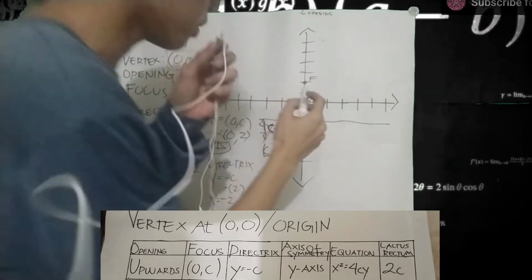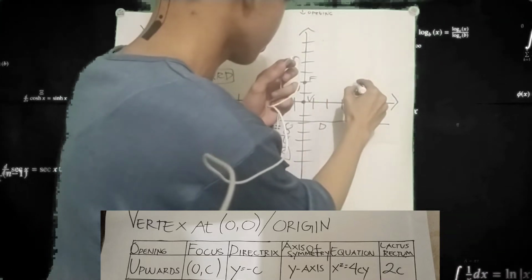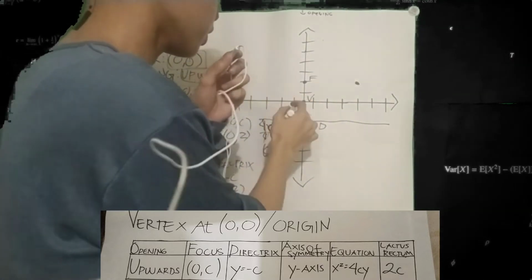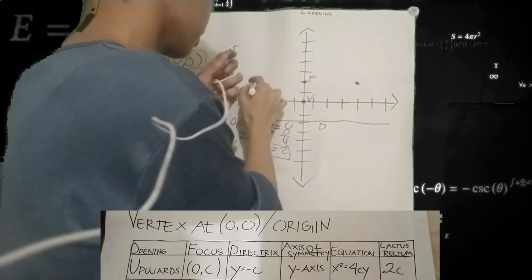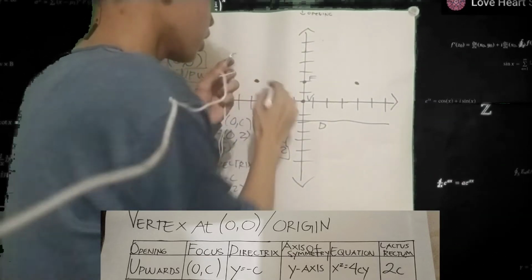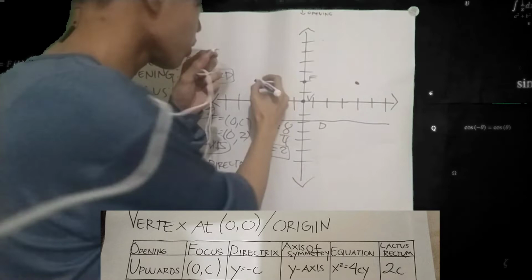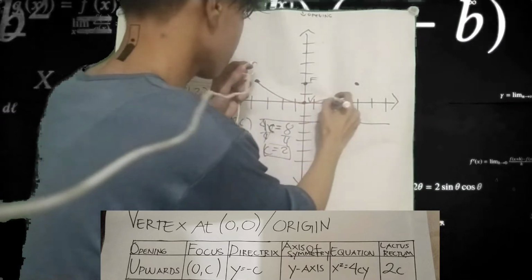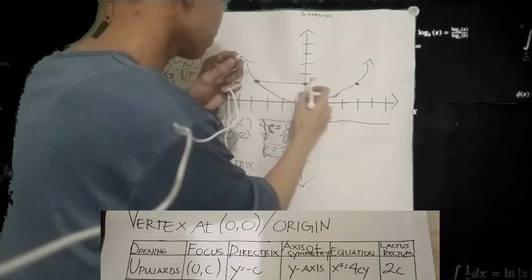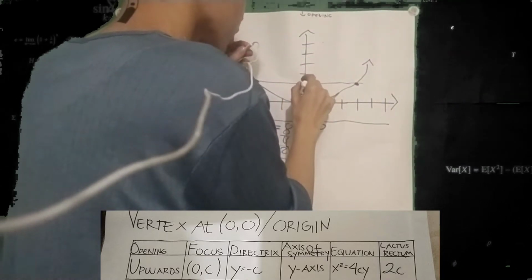So let's graph that. This is the focus. 1, 2, 3, and 4. Nandito yung isang endpoint ng latus rectum. So dito din 1, 2, 3, and 4. Ayan. Now we can now graph our parabola. This is the latus rectum. It passes from a focus and perpendicular sa axis of symmetry.